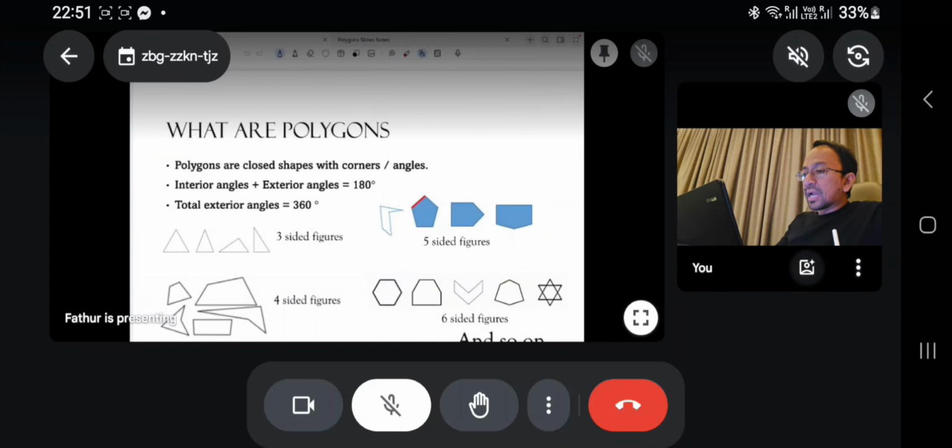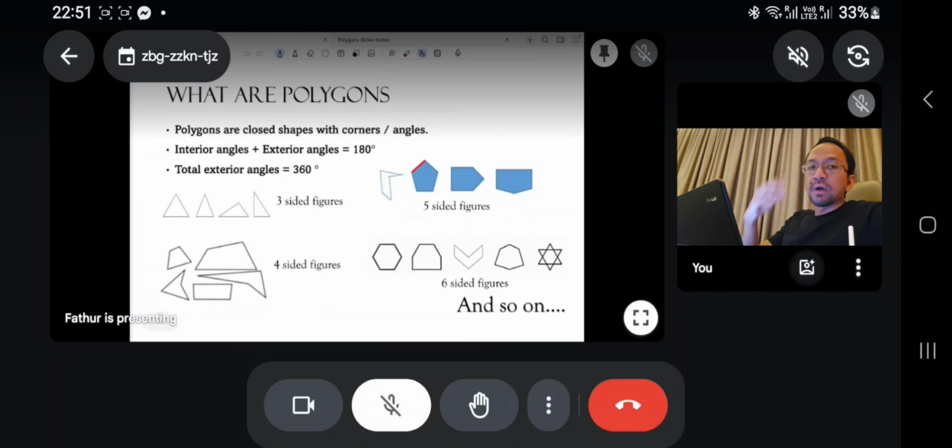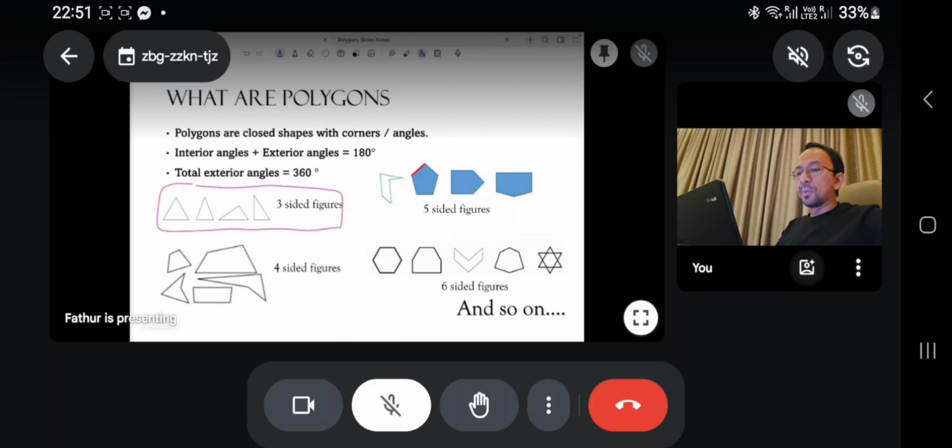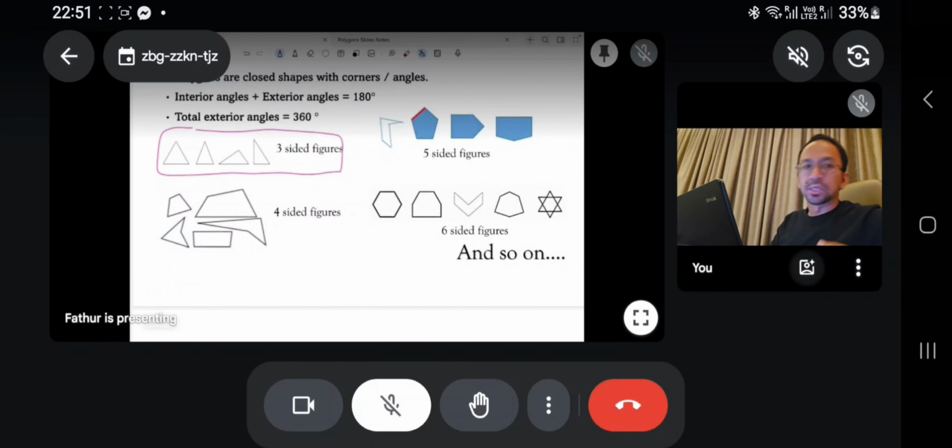When it comes to polygons, regardless of how many sides you have, you are a polygon. The smallest number of sides a polygon can have is three, because we are talking about a triangle, followed by four sides, which is a quadrilateral, five sides, the pentagon, six sides, a hexagon, seven sides, heptagon, eight sides, octagon, nine sides, nonagon, 10 sides, decagon, and so on and so forth.